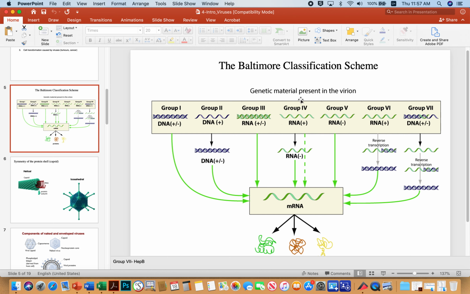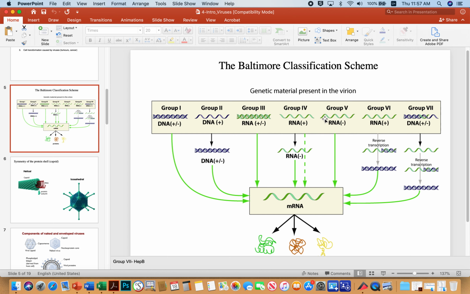Group 4 viruses are a single strand of plus strand RNA. So the coronaviruses, like SARS-CoV-2, would fall into this category. These viruses have to encode a polymerase of their own to rapidly make minus RNA, and then the minus RNA is a template to make more plus RNA. And then the plus RNA can be translated into various proteins.